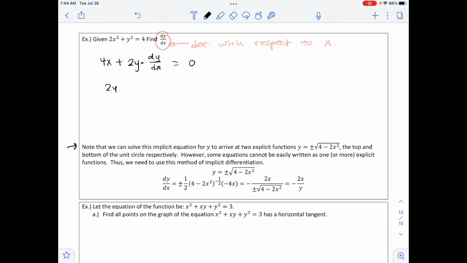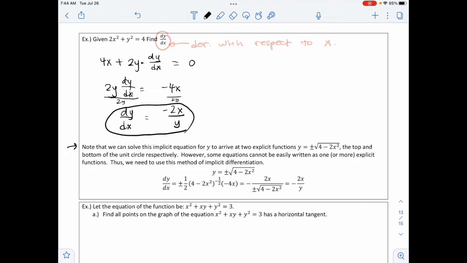So it did ask for us to find dy/dx, so I need to isolate dy/dx. So I'm going to go ahead and subtract 4x, and then the next thing I'll do is divide by 2y. So I have dy/dx is equal to negative 2x over y, and you would get that by, again, dividing both of these sides by 2y and simplifying it. So this is our derivative.